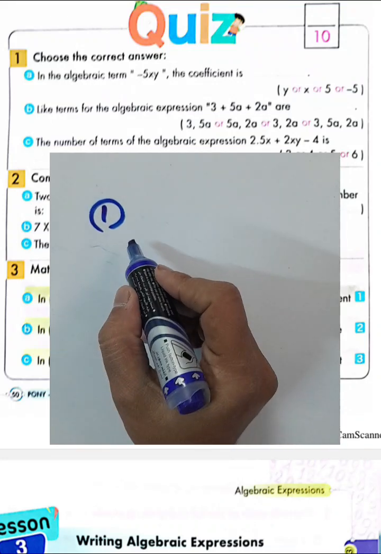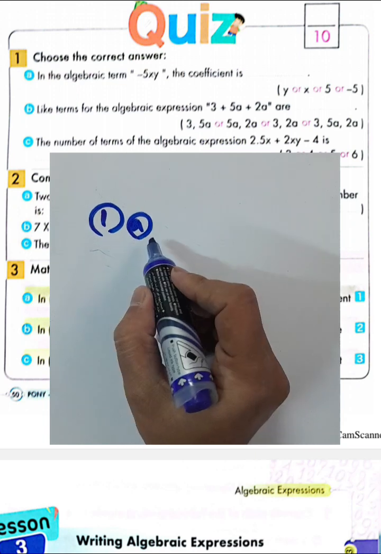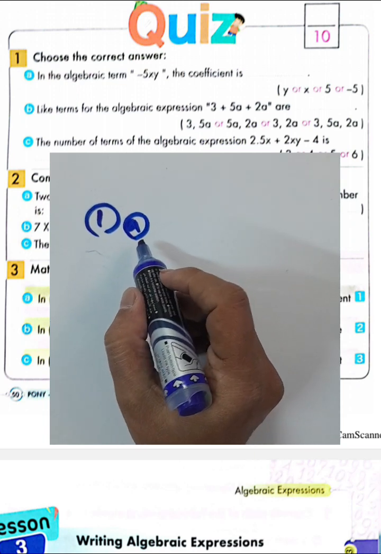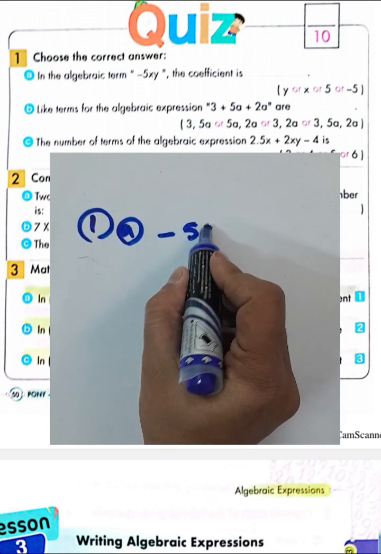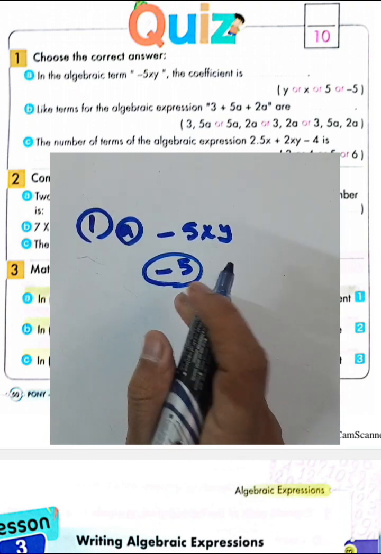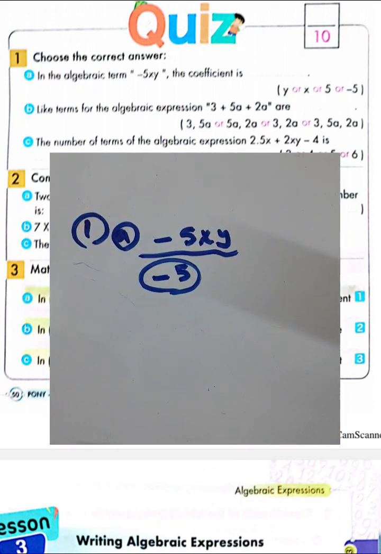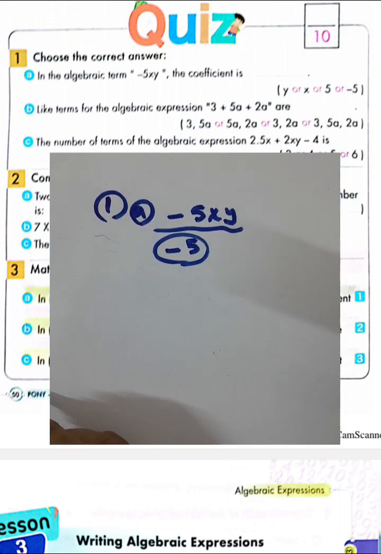Page 50. Question number 1. Choose the correct answer. Letter A. The algebraic term negative 5xy. The coefficient here will be negative 5. Negative 5, we call this the coefficient of this term. Okay. Negative 5 is a coefficient.